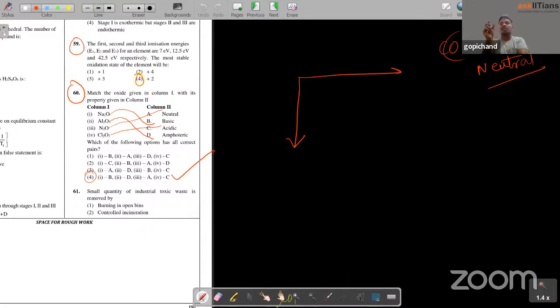But the question is about small quantities. If you are having large quantities, it will impact the atmosphere. So controlled insertion will take much more economic cost, I can say, much money to do that.